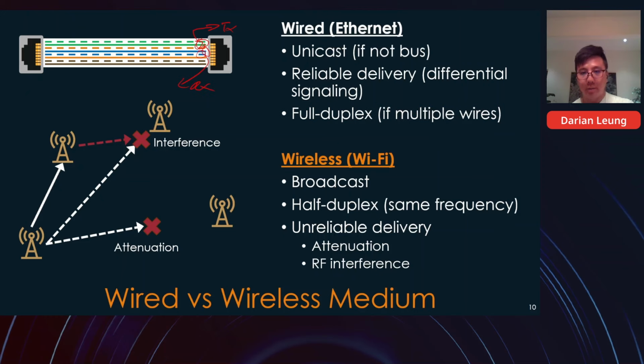However, in the wireless medium, things get much more difficult. Firstly, wireless is inherently a broadcast medium, meaning whenever a node sends a radio signal, any other node within range can receive it. Secondly, wireless is a half-duplex medium, meaning that at a particular frequency, only one node can transmit at a time. This is because simultaneous transmissions from another node will cause interference. And thirdly, wireless is an unreliable medium, meaning if we transmit a radio signal, we can't be sure that it gets received correctly on the other end. This could be due to signal attenuation or interference.